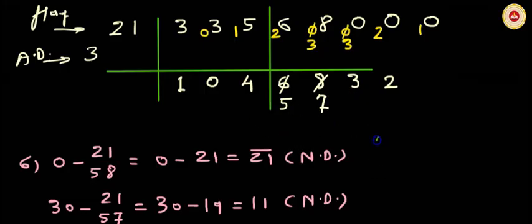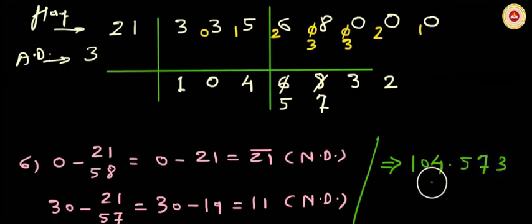So let us write the final answer. What is the final answer? 104, then the decimal line. So put a decimal point here, and write these 3 decimal places, 5, 7 and 3. This is the answer. Next example.